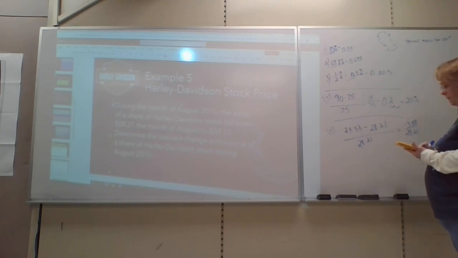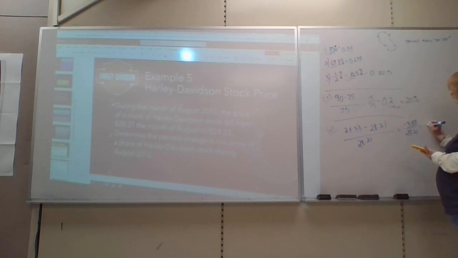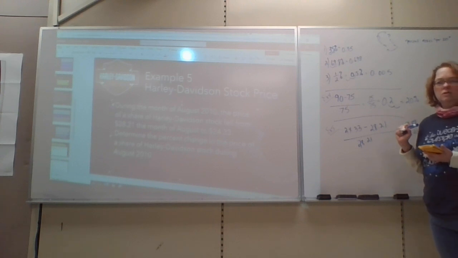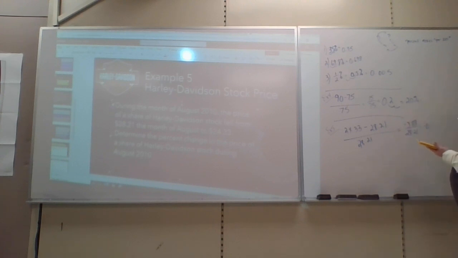So you take that amount and divide it by 28.21, and I got negative 0.137. Once you round to the hundredths, I'm going to change the 3 to a 4, right? Because the 7 is 5 or above, you raise the score. 5 or more, you raise it, that's it. So what was the percent change? It decreased by 14%.